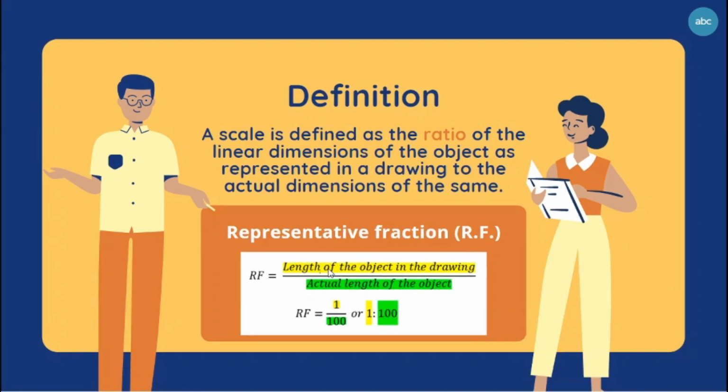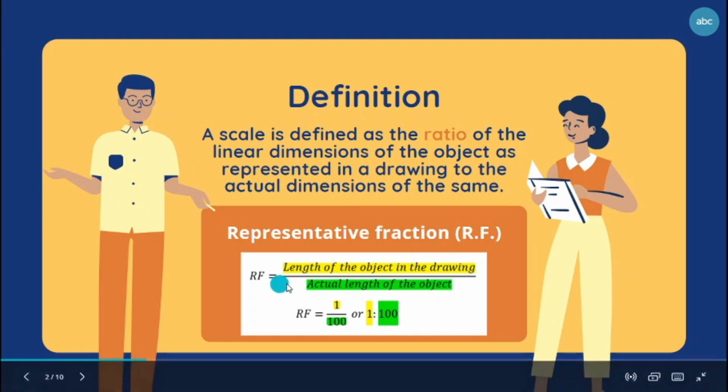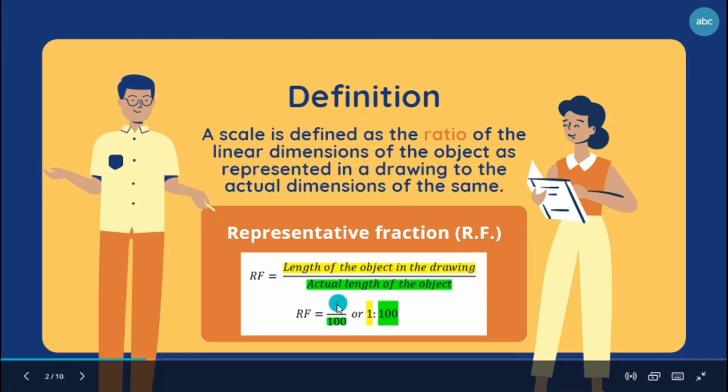So, if you try to look at here, we have this representative fraction. So, another ma-associate natin sa word na ratio, class, is the word fraction. Okay? So, we have this RF, or the representative fraction related to scaling, is the length of the object in the drawing divided by the actual length of the object. So, notice, class, na gi-highlight na to. Ang length of the object in the drawing, gi-highlight na to yellow. And then the actual length of the object, i-highlight na to green para makita na to.